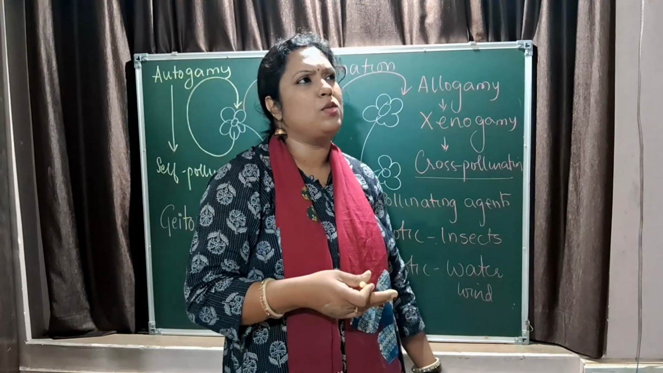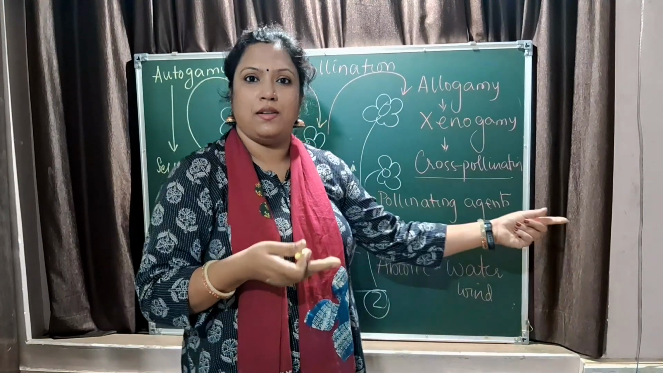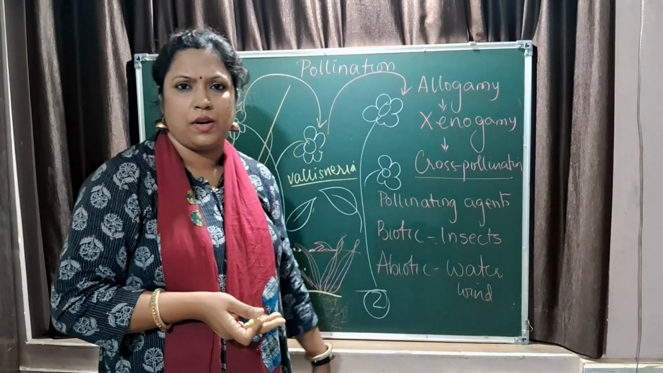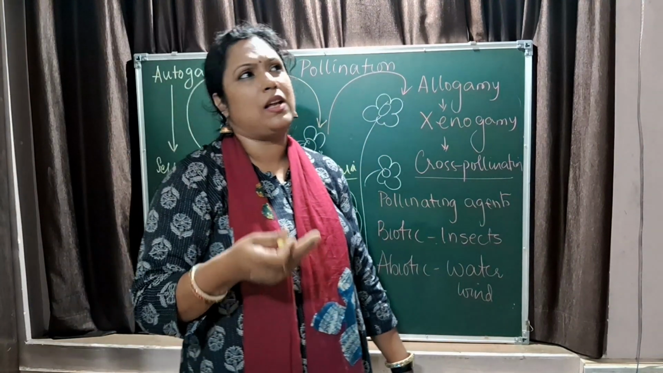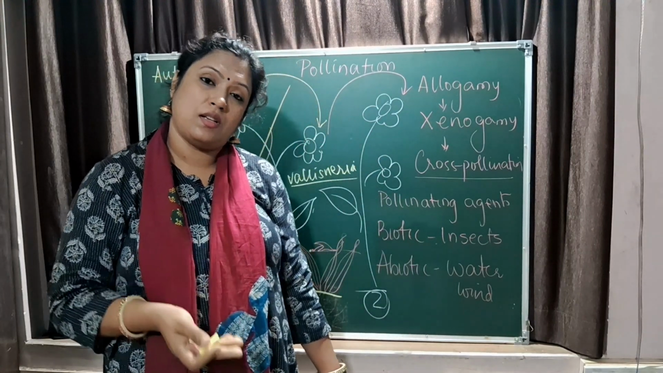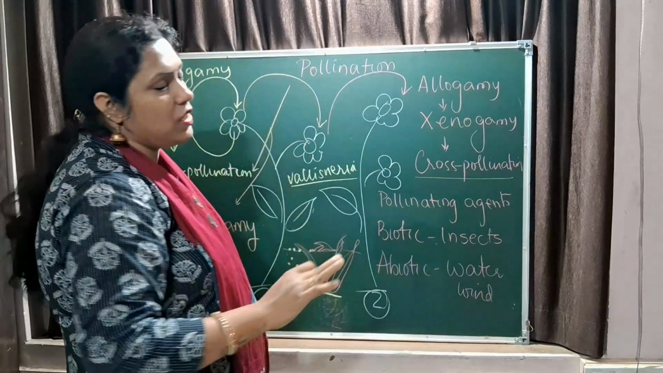So pollen should be produced in a large quantity. It should be very light so it can be carried away by the wind. And the flower color is not important in case of water and wind. It can be white, it can be very small. There is no point of producing nectaries also. You understand? So this is all about pollination.